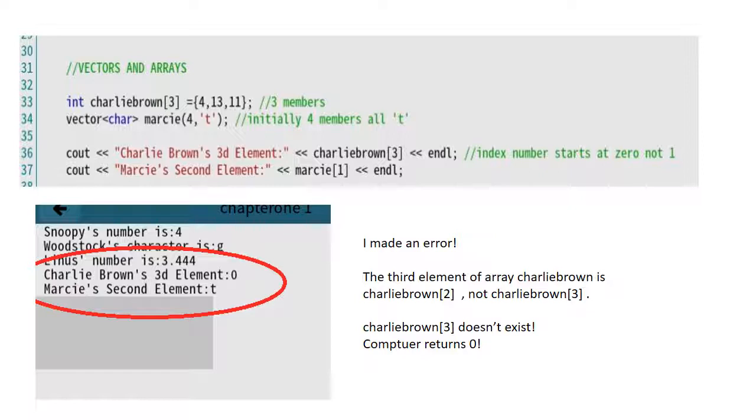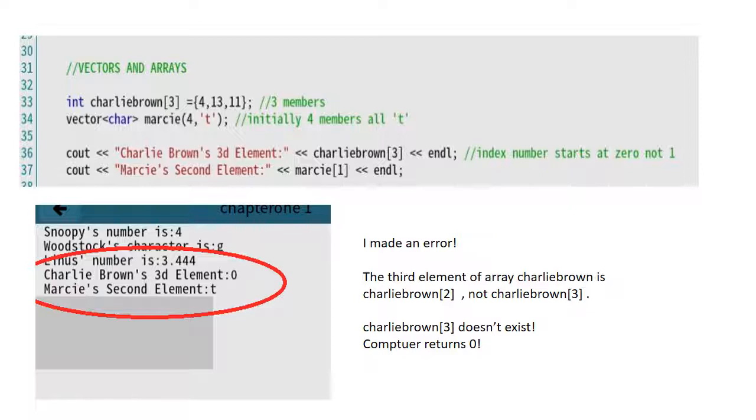And I told the computer to print out Charlie Brown bracket 3. You'll see right there. However, that would be the 4th element of Charlie Brown, and Charlie Brown only has 3 elements. So if you look below, it printed out a 0. Meaning it failed to find anything.